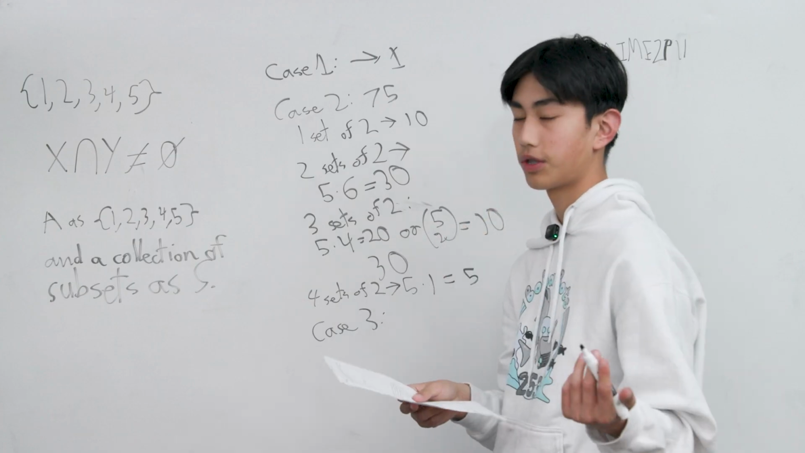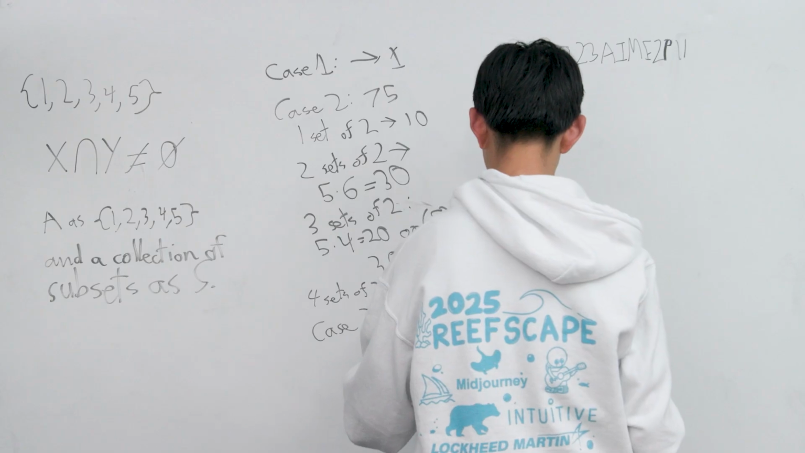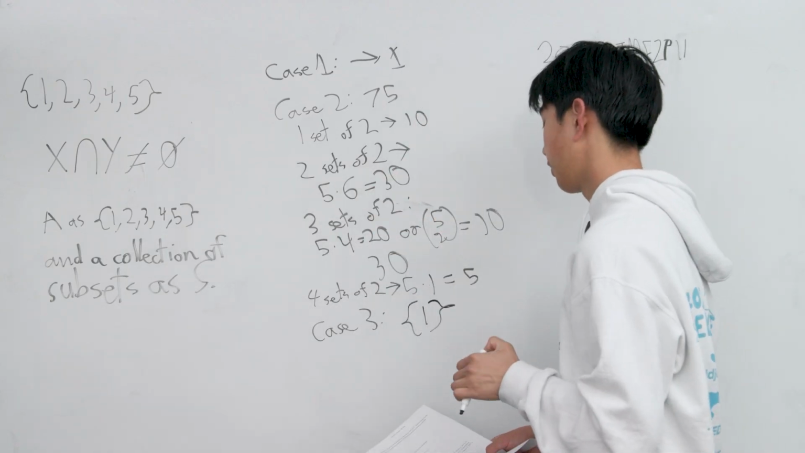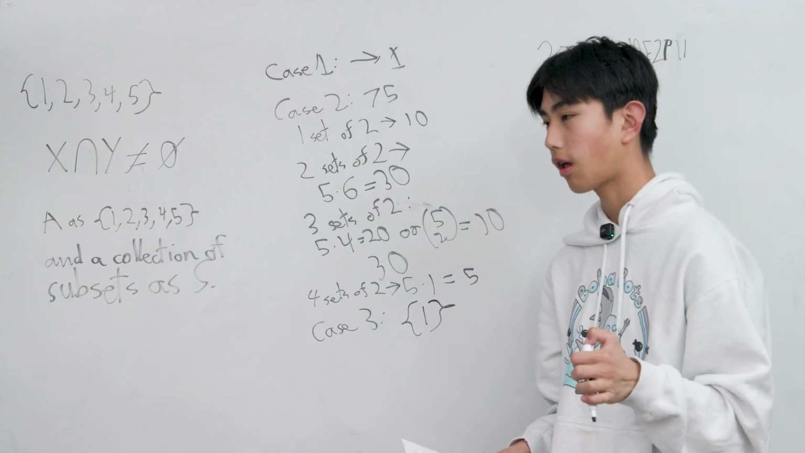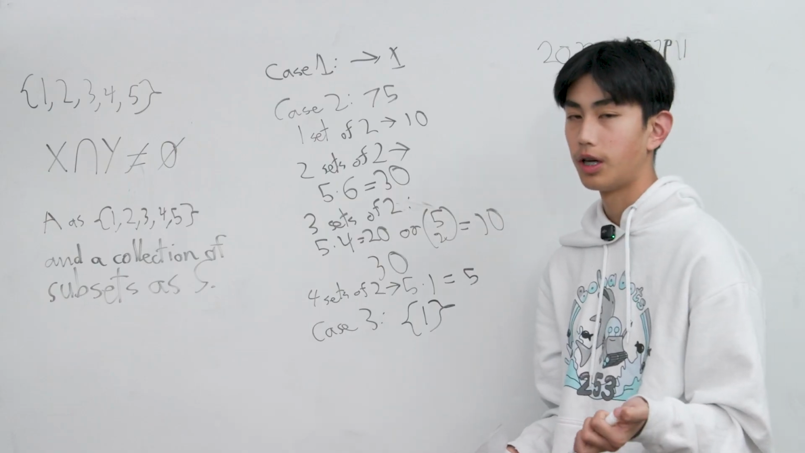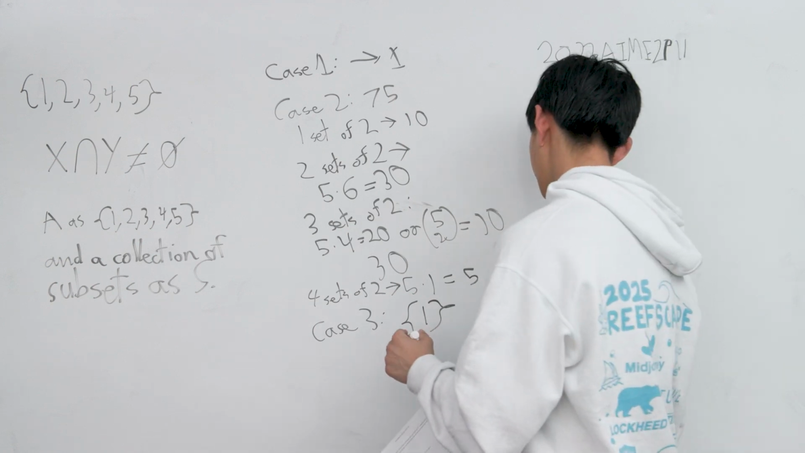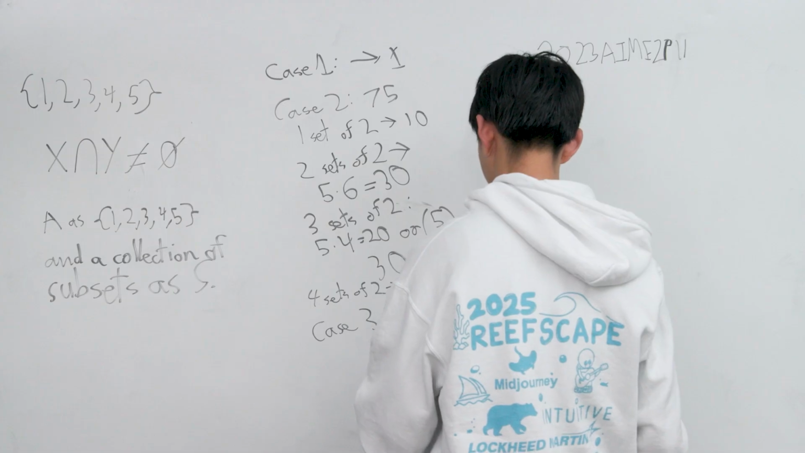So if we just have one set of 1, we can call it like this, but then it has to be in all of S. So if we just have one set of 1, we'll have basically 5 times 1 from 2 to the power 4 minus 1 equals 15. So there's 5 ways to do this.